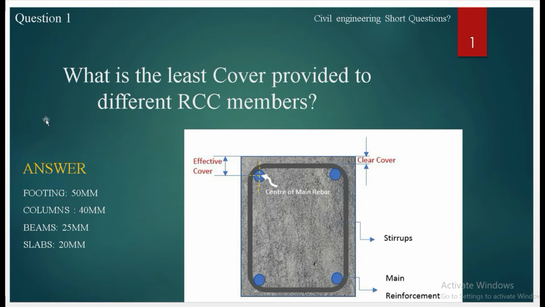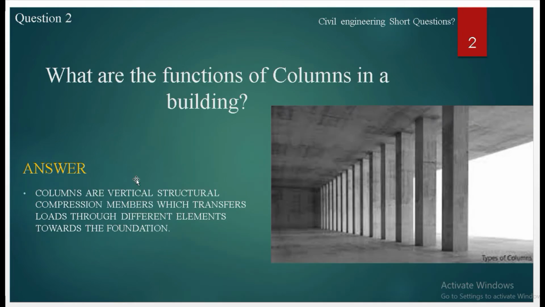Question number two: what are the functions of columns in a building? Columns are vertical compressive members, and they play a vital role in the strength and stability of a structure. As you can see here, columns are vertical structural compression members which transfer the loads through different elements towards the foundation. So columns play an important role when it comes to the sustainability, stability, and strength of a structure.